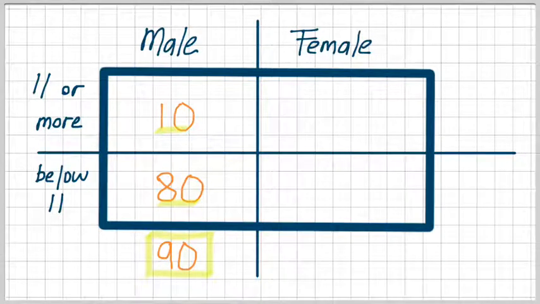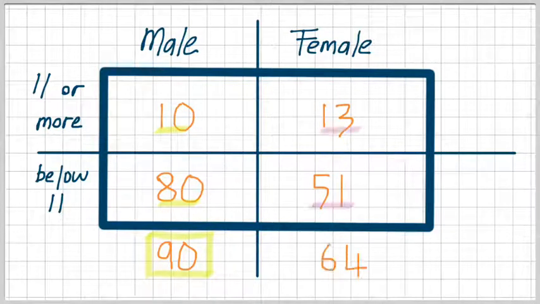And so now let's cross over to the females. We have 13 females who got 11 or more. So we can already start to see that there are 3 more females that scored a pretty decent score on the beep test when we compare to males of 10. Alright, and we got 51 females which scored below 11. And we can total that up, and that'll give us 64.